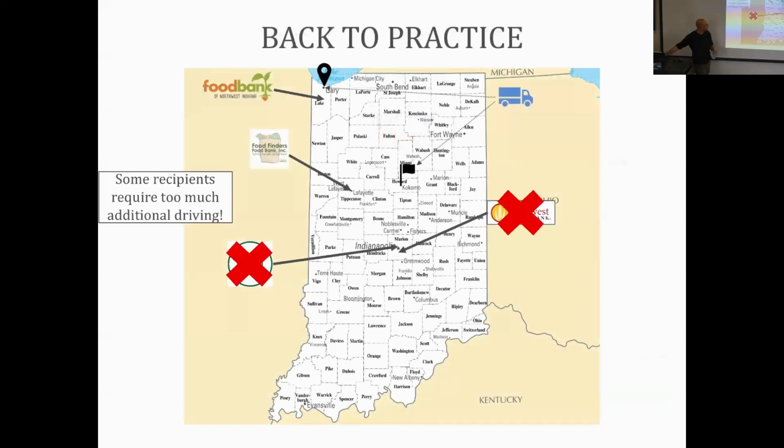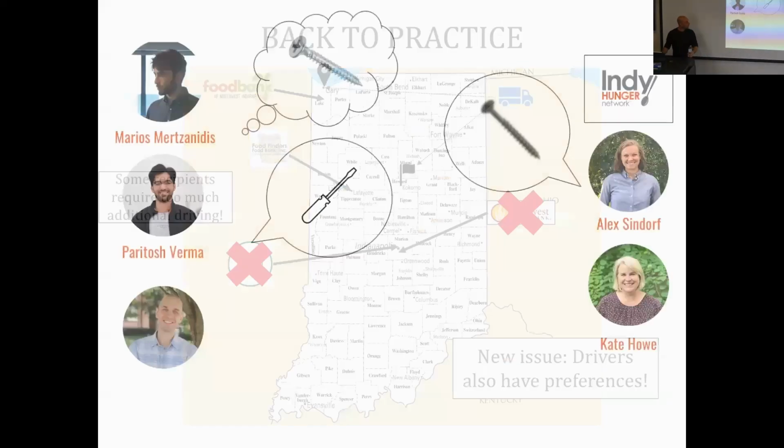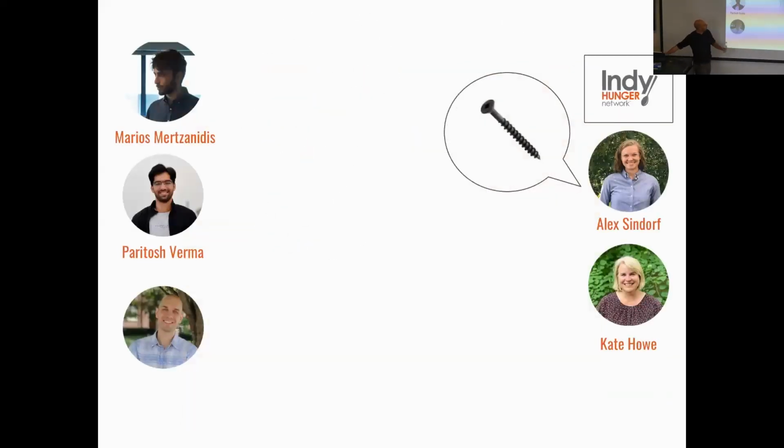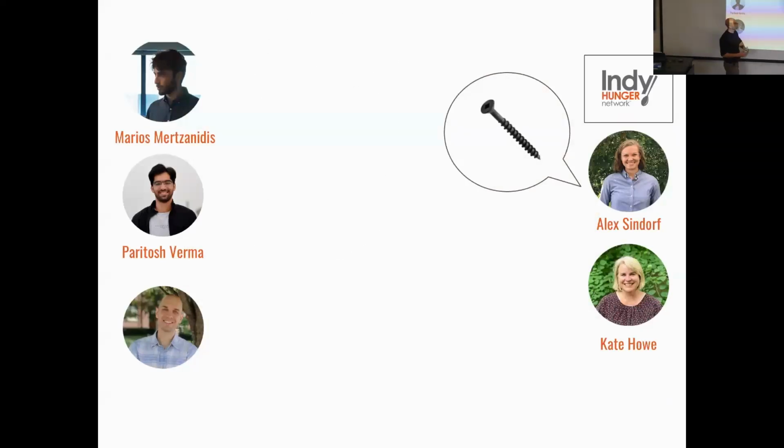But as Peihan said correctly, some reciprocation required too much additional driving, which my model didn't capture. Because my model didn't have two-sided preferences; it only had one-sided preferences. In my model, food didn't have preference. Of course, food doesn't have preference. Drivers have the preference. So back to this. I thought it was a screw, but it's actually an Allen screw, like the IKEA kind.